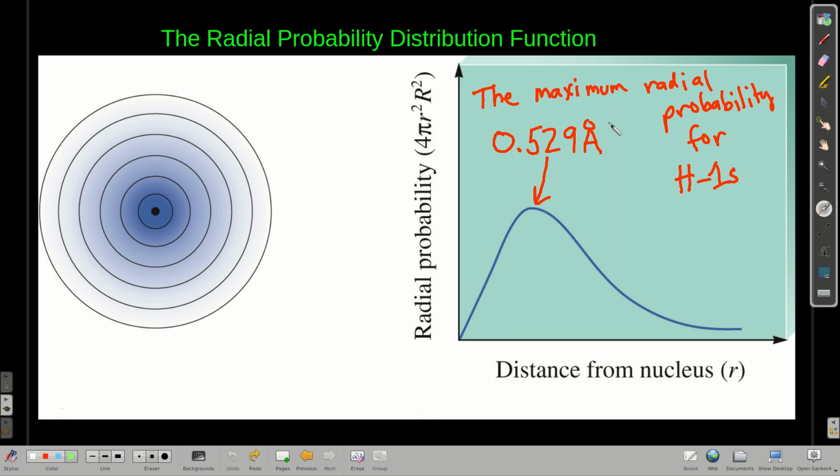One more thing here. The maximum radial probability for the hydrogen 1s, the maximum of this curve, ends up being 0.529 angstroms. We call this the Bohr radius. And what that corresponds to is the distance from the nucleus where you have the greatest probability of finding an electron in a hydrogen atom. Doesn't mean it can't be anywhere else, just that's the greatest probability.